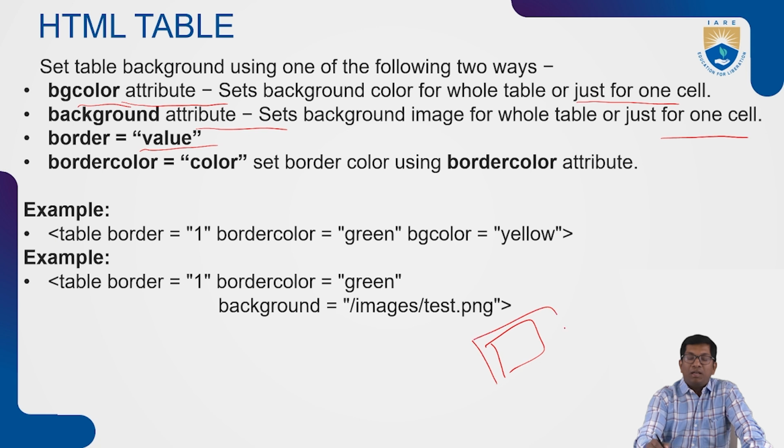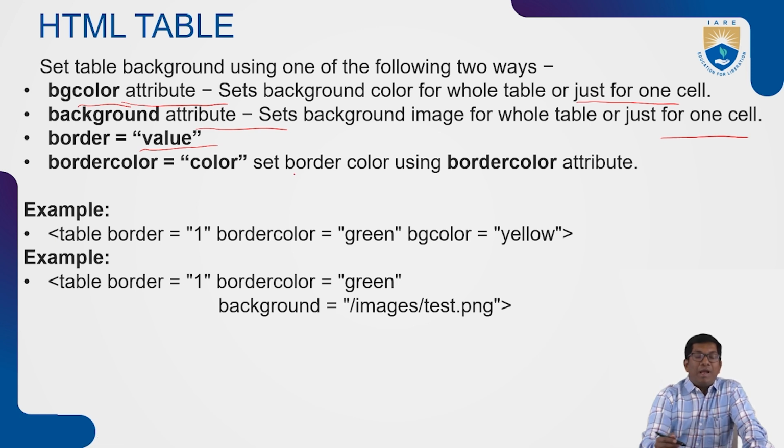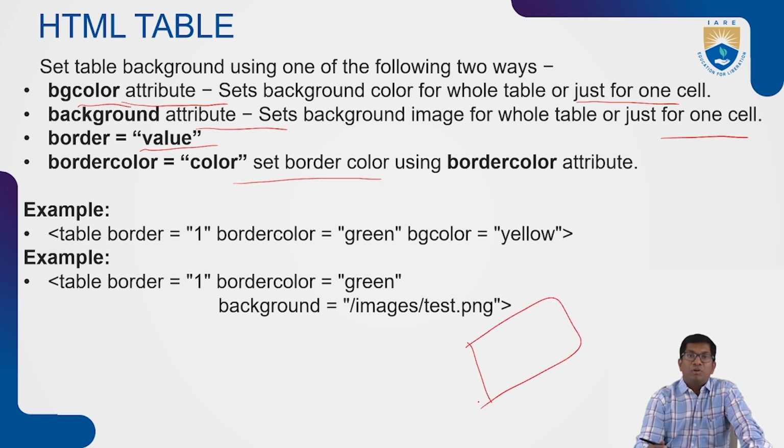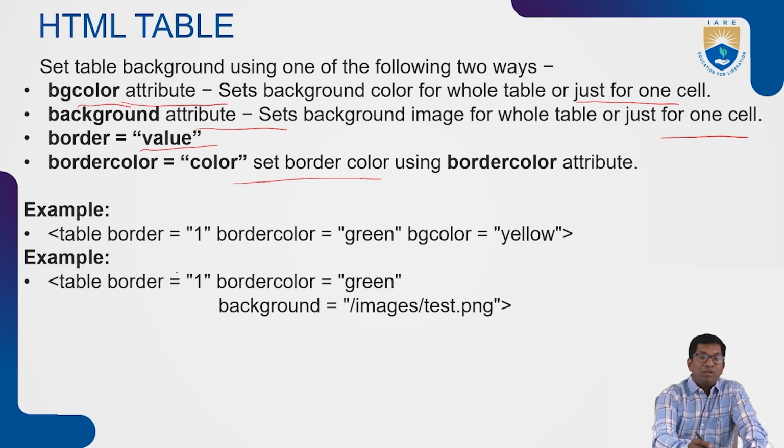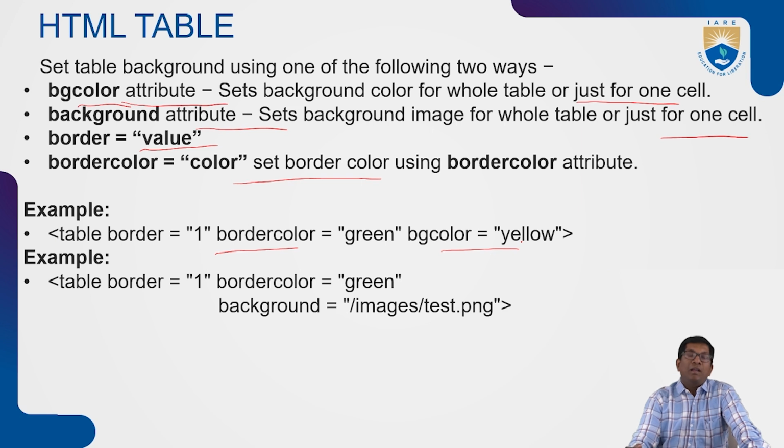We can specify the size for each table border, right? So the next attribute is border color. Border color is equal to a color, so we can assign the color for the border also. This is a simple example: table border is equal to 1, border color is equal to green, background color is yellow.